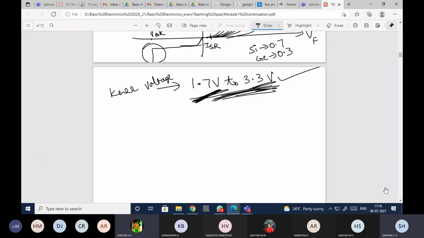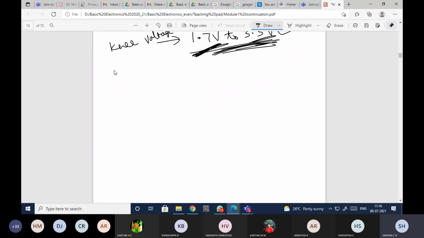Okay, so now we'll go with the next diode, which is nothing but a photocoupler.